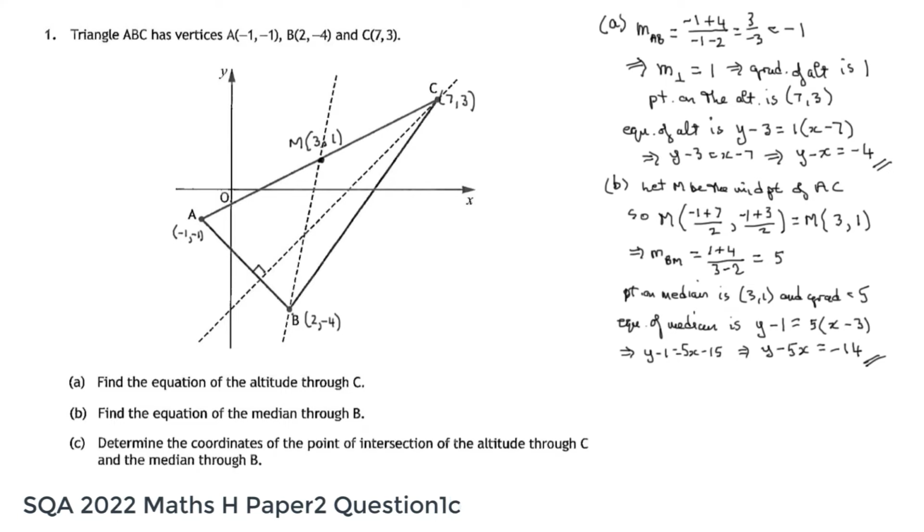Third part. Determine the coordinates of the point of intersection of the altitude through C and the median through B. So that's this point here. And we'd have the two equations to find this point of intersection, simultaneous equations. So we solve the system of two equations. There's the first one. y minus x equals -4. And y minus 5x equals -14.